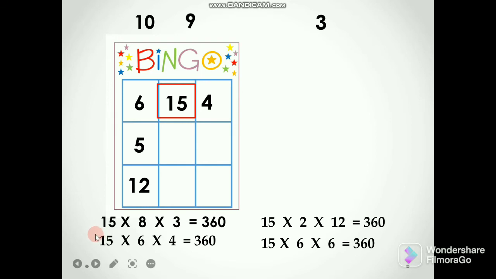So therefore, there is a possibility that it is 15, 8, and 3. How about the next one? So we cannot eliminate it yet. So let's look at another one. So 15, 6, and 4.